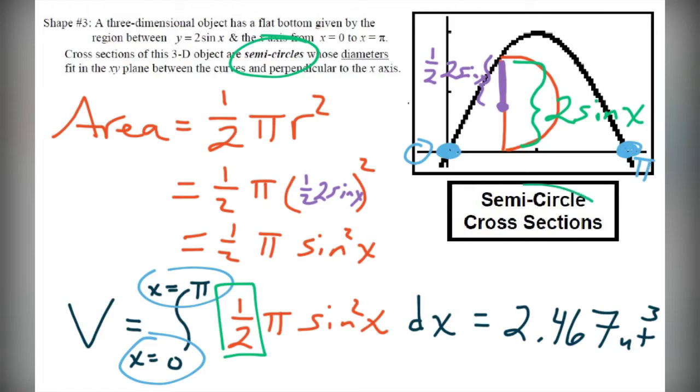So this was for semicircles. Notice that semicircles used a 1/2 of pi r squared. So now we have one more cross section to show you, a cross section that will involve equilateral triangles. So look at how this is worded. We have cross sections that are equilateral triangles whose bases now will run between the x-axis and the curve. So one last time, what's this object going to look like? And what will be the area of one of its cross sections?